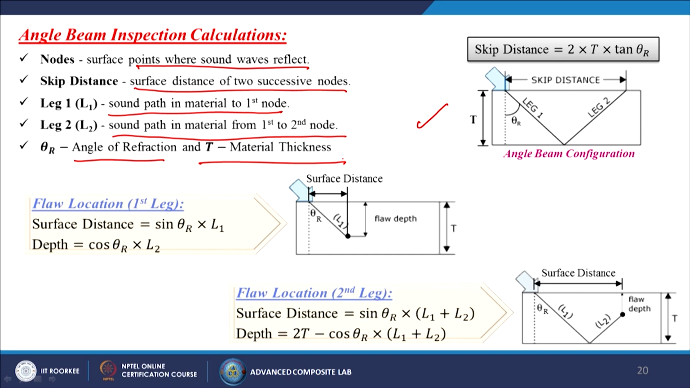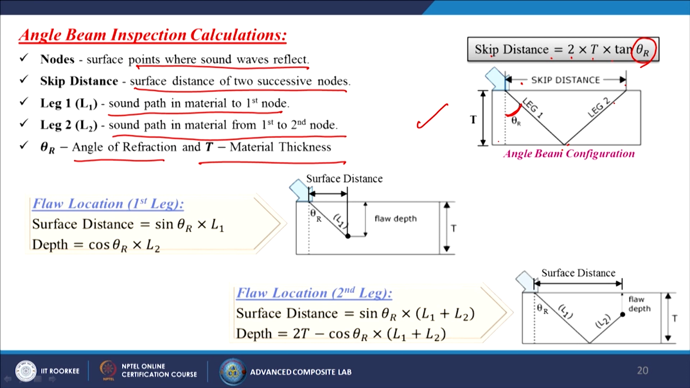So, now in this case we have leg 1. When it is coming and then deflecting, it is leg 2. So, this is the skip distance over there. What is the skip distance? That is equal to 2 into capital T into tan theta r. Here theta r is the angle of refraction, and capital T is the thickness of your particular material.